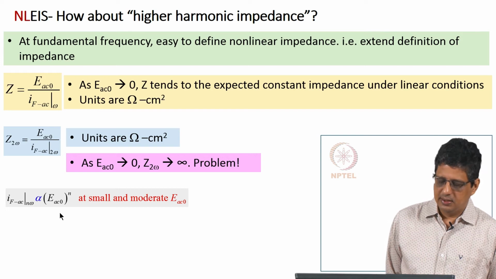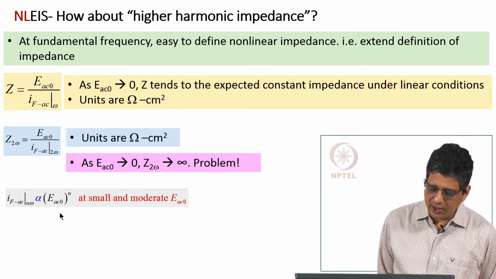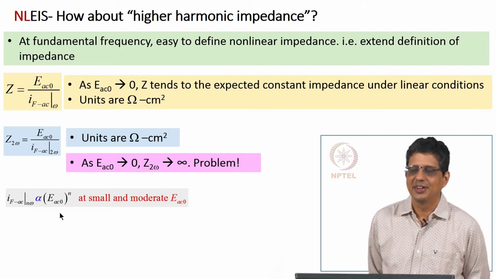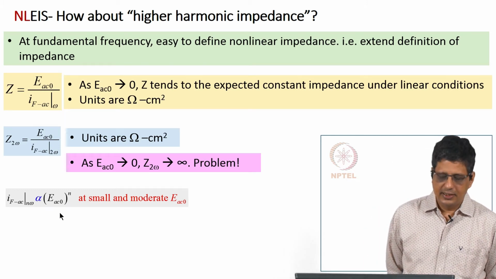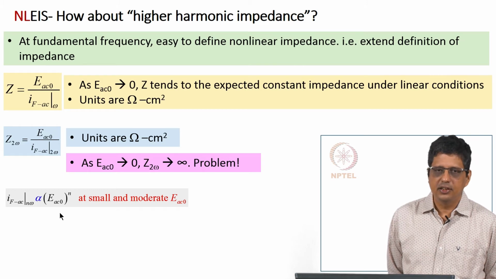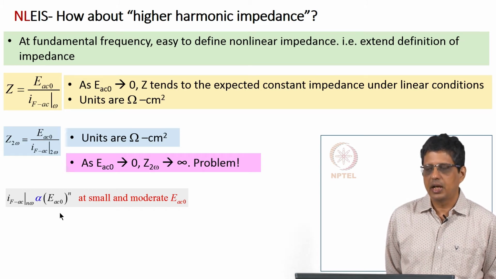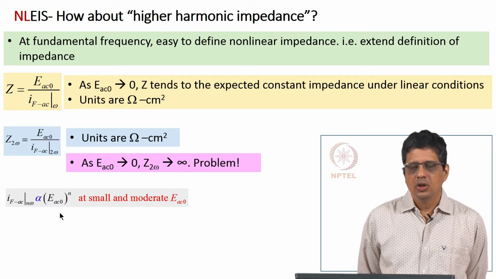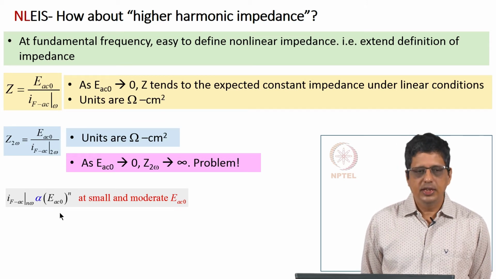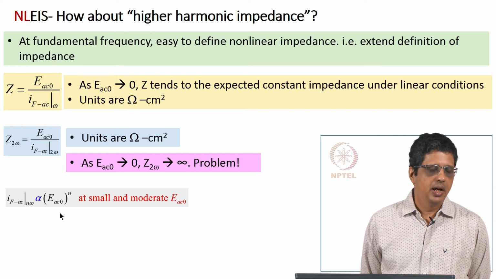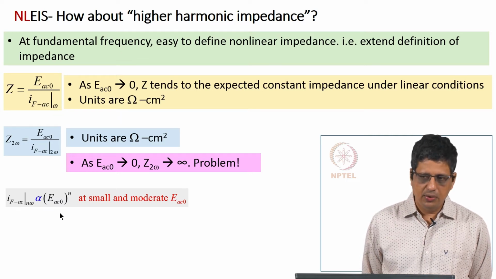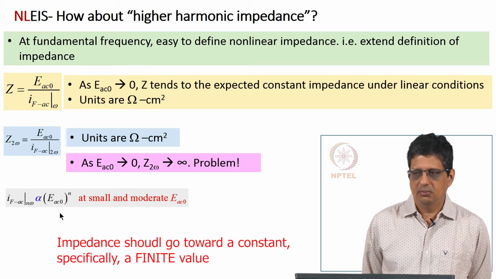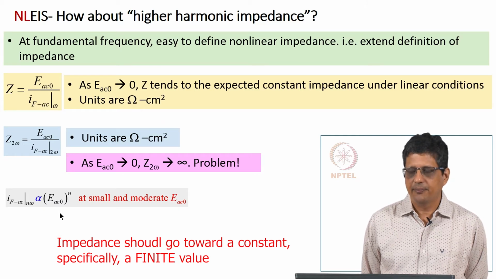But the problem is this: when we go to smaller and smaller value of E_AC,0, this definition of Z tells us that the Z will go towards infinity, and that is not the same way you would see for a response at fundamental. Okay. What you want to see is ideally a case where the impedance units are ohm or ohm centimeter square, and when you go to lower and lower amplitude, that impedance should go towards a constant for a given frequency. Okay.